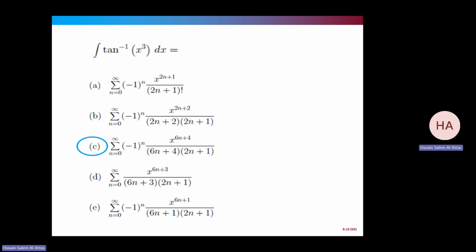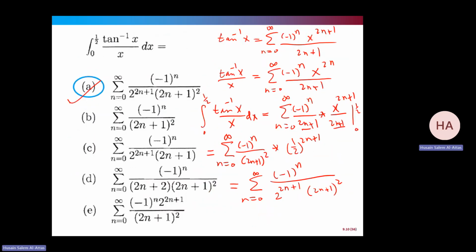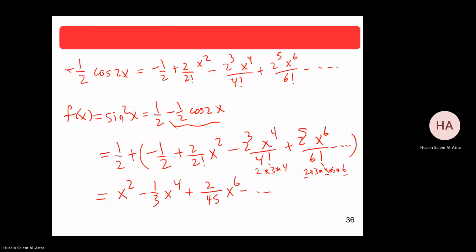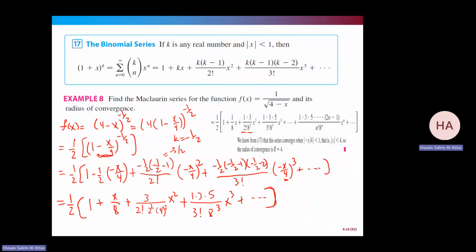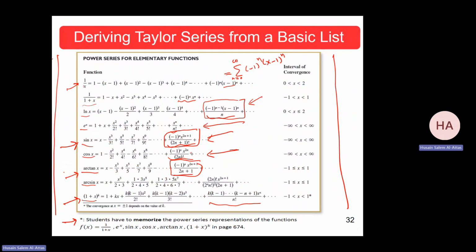Tan inverse x cubed. What is tan inverse? If you remember, that will be summation n equals 0 to infinity, minus 1 to the power n, x to the power 2n plus 1 over 2n plus 1, without factorial. Just to remind you, this is the one. I'm looking at tan inverse: minus 1 to the power n, x to the power 2n plus 1 over 2n plus 1.